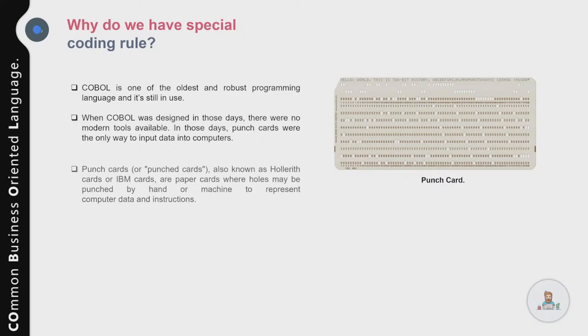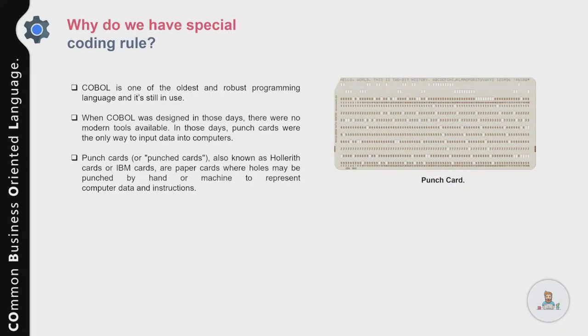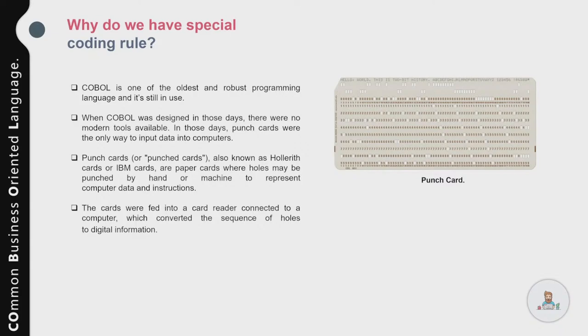So in those days, punch cards were the only way to input data into the computers. Punch cards are paper cards where holes may be punched either by hand or by machine. These holes actually represent computer data and instructions. And lastly, these cards or stacks of cards were fed into the card reader, which is connected to a computer that eventually converts the sequence of holes into digital information.